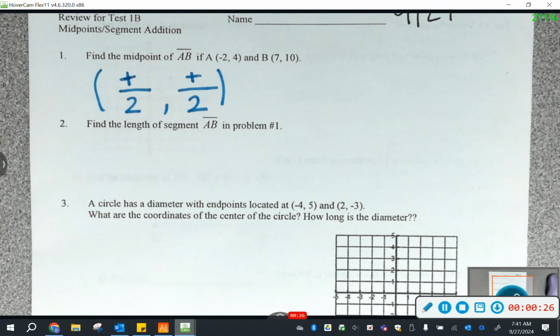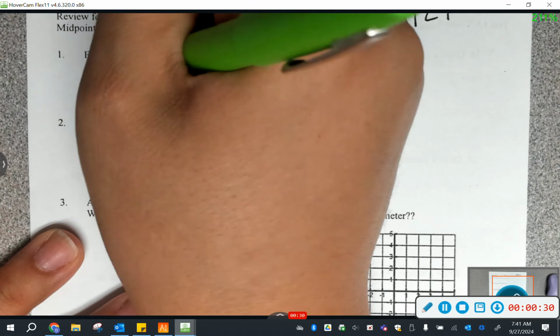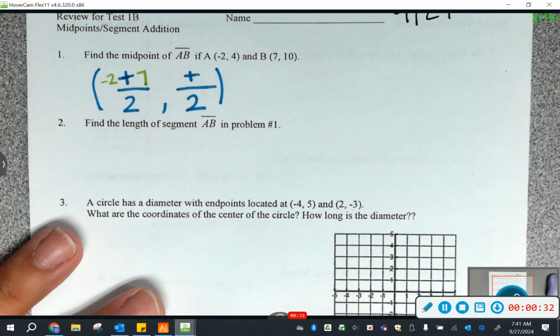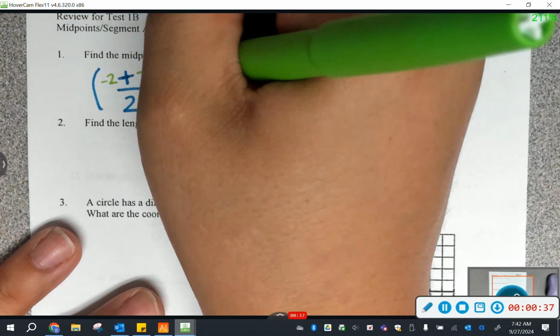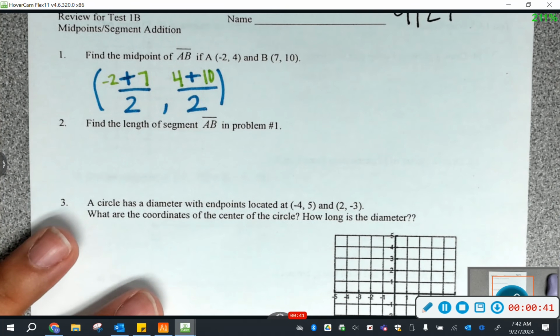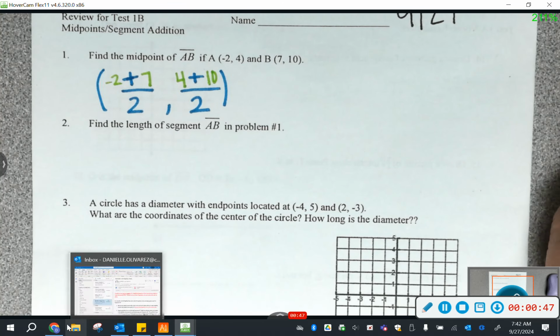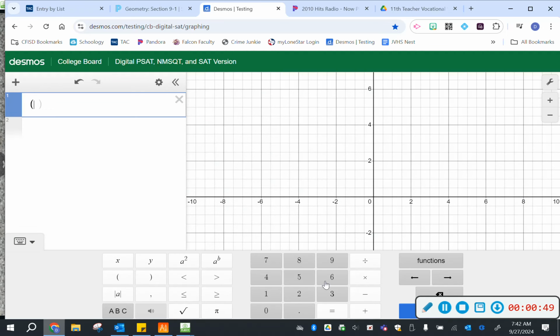What are my x's here? -2 and 7. What are my y's here? 4 and 10. And then you just need to put this into the calculator. All right. Do you see how I showed work? Please make sure you are showing work on this.